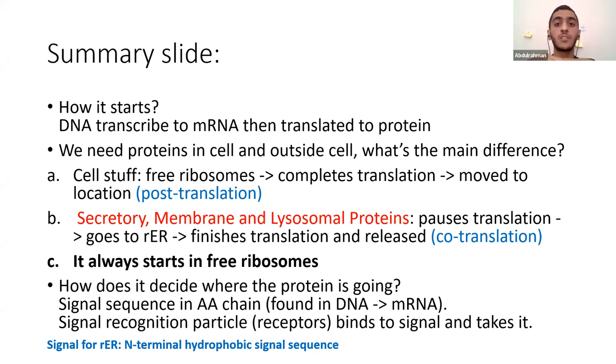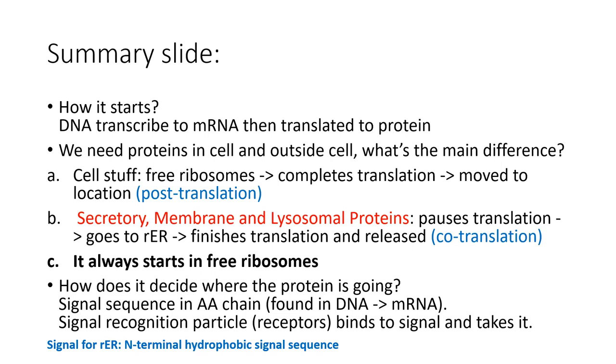Then it's going to be taken over to the location where it needs to function, such as the nucleus or the mitochondria or any organelle inside the cell. This is referred to as post-translation. Why is it post-translation? Because we finish the translation in the free ribosome and then we move them over. It's post-translation translocation. Moving it is done after we've finished translating it.